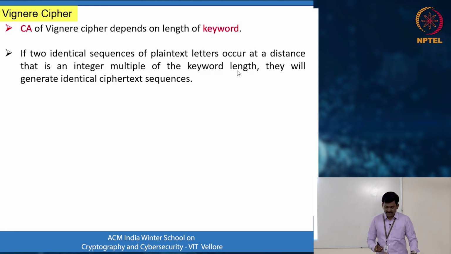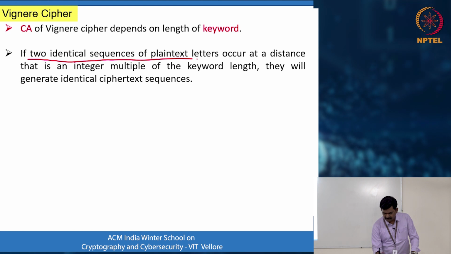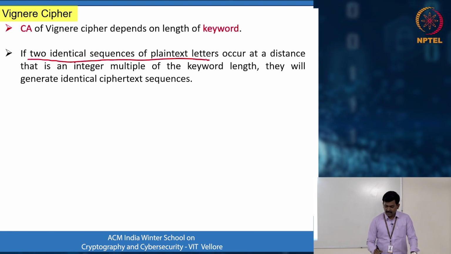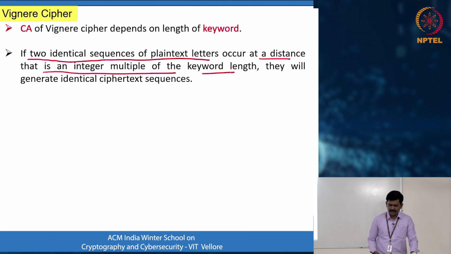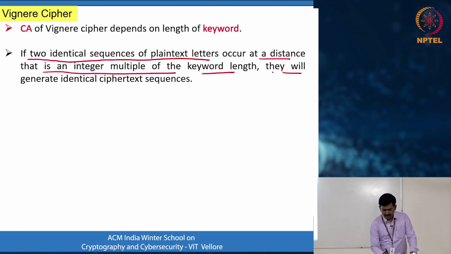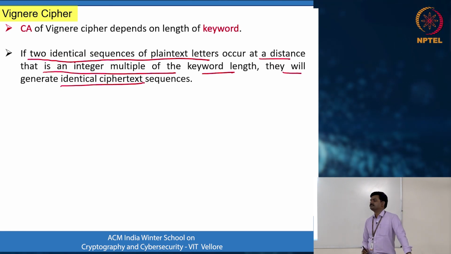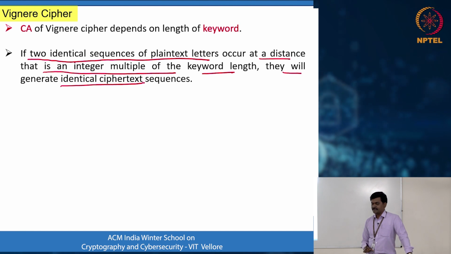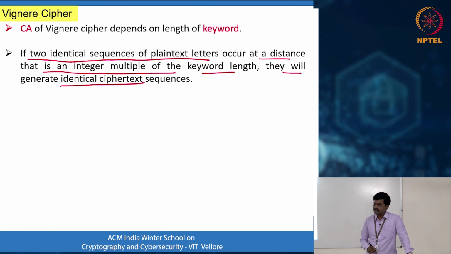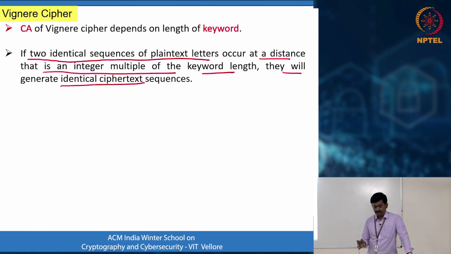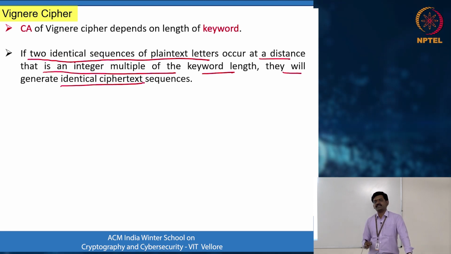Imagine it says this: if two identical sequences of the plain text alphabets occur at a distance which is an integer multiple of the keyword length, then they produce identical ciphertext sequence. This is a potential vulnerability. We will see what that is. Two identical sequences of plain text alphabets, if they are occurring at a distance of integer multiple of keyword length, then they produce identical ciphertext sequence.